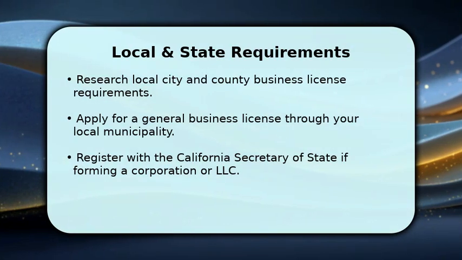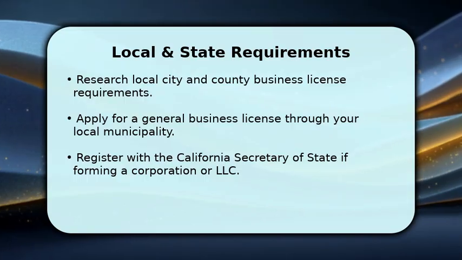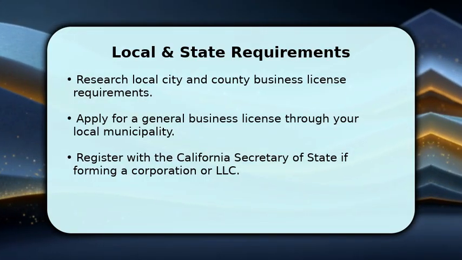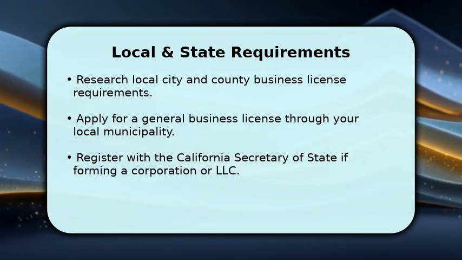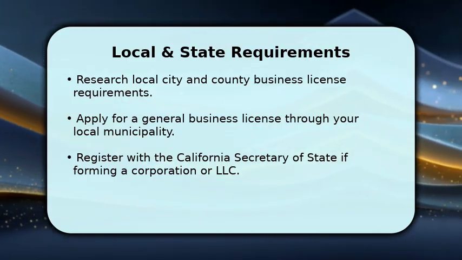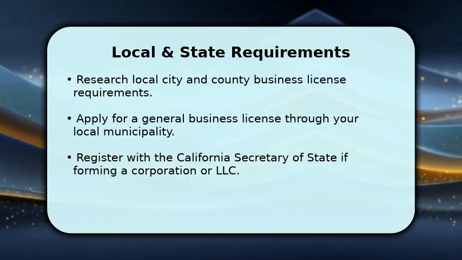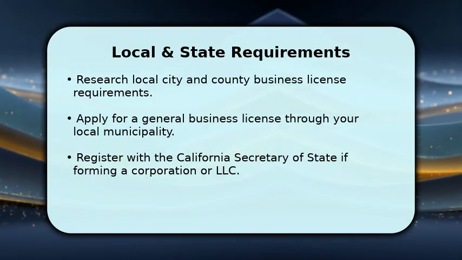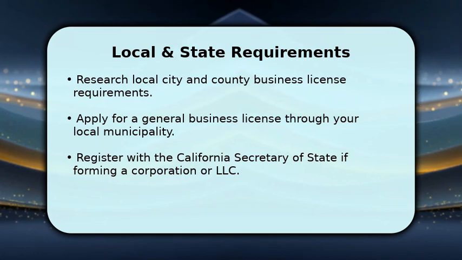Once your foundational steps are complete, focus on local and state requirements. Every city and county in California has specific business license rules, so research your local municipality's website. You'll typically apply for a general business license directly through them. If you're forming a corporation or an LLC, remember to register your entity with the California Secretary of State. This ensures your business is legally recognized across the state.